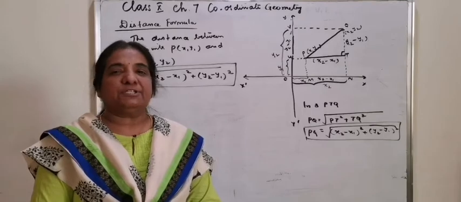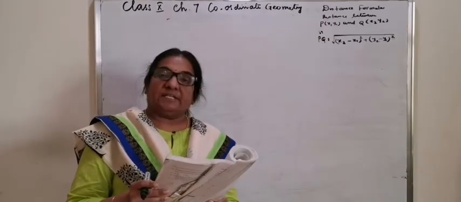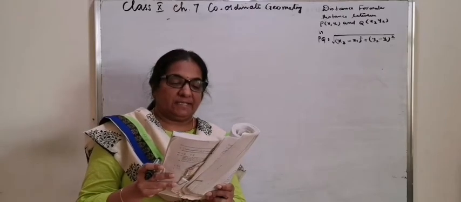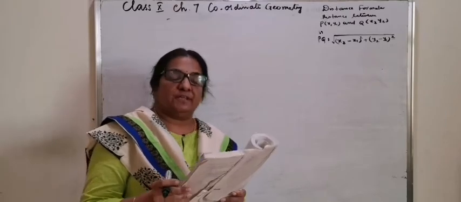Exercise 7.1. Question number 1. Find the distance between the following pairs of points. The first is subdivision 1: (2, 3) and (4, 1).